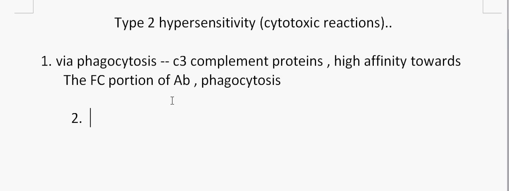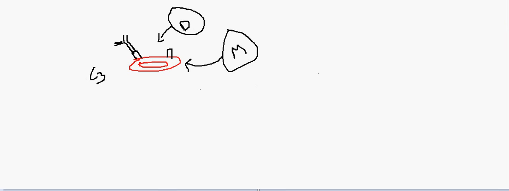And now we'll talk about the second mechanism of how the cytotoxic reactions happen to the cells, and this is through inflammation, that is the complement mediated cytotoxicity. The main player here is the complement proteins. So how is the second mechanism? We'll go back to the picture, and here we have the red blood cell which is already bound by the antibody. This is the IgE antibody, IgE.